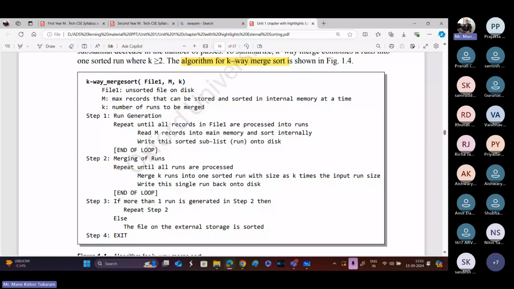So what is the algorithm related to the K-way merge sort? There may be a question in the exam: explain the K-way merge sort algorithm. So here, what is the input? Input is an unsorted file on disk.